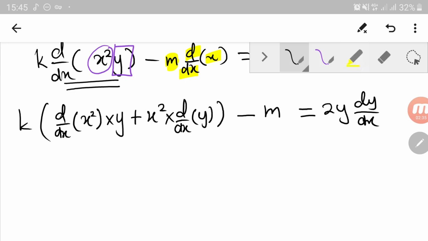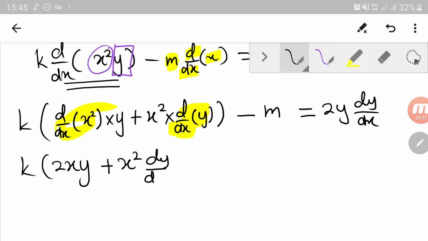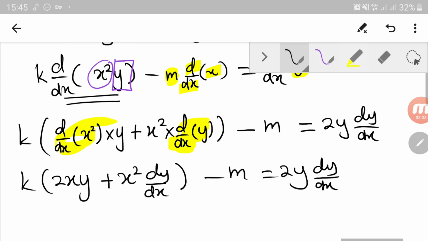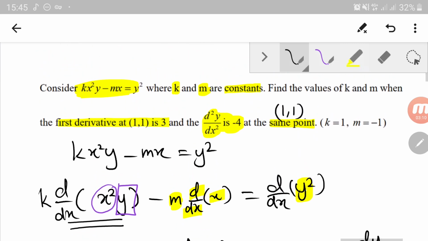Okay, so let's continue with this lengthy bracket. k times: the first one is easy, 2x, and then multiply by y, just put it next to it, plus x squared multiplied by the differentiation of y with respect to x, which is dy/dx, minus m equals 2y dy/dx. Okay, so we have done the first derivative. So let's use this information.